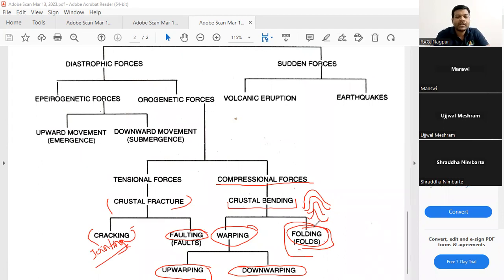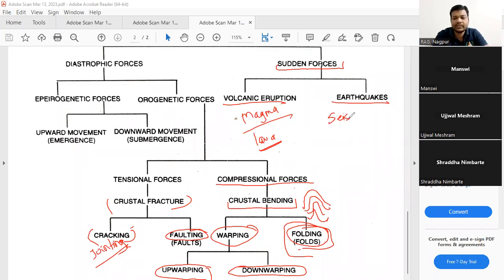Then come the sudden forces. In these sudden forces, volcanic eruptions and earthquakes take place when the earth outpours something. In a volcanic eruption, the earth outpours magma. Magma, when it comes onto the surface, is called lava. And then there is earthquake.